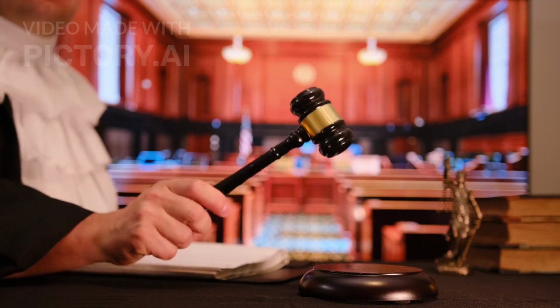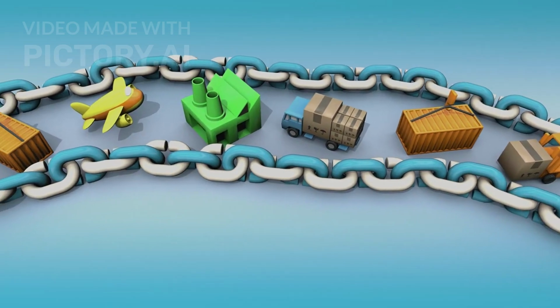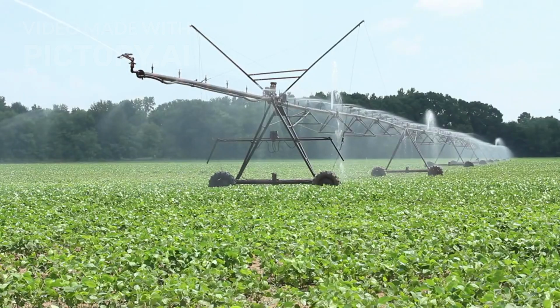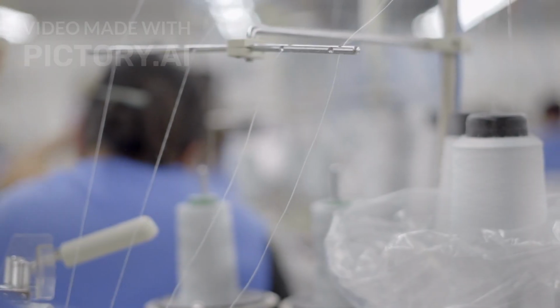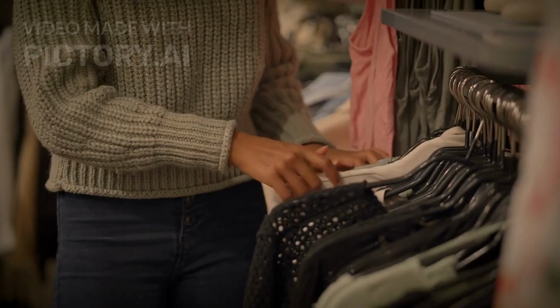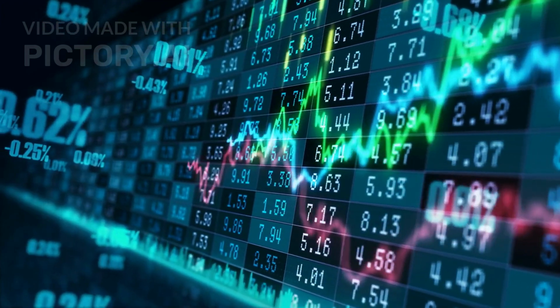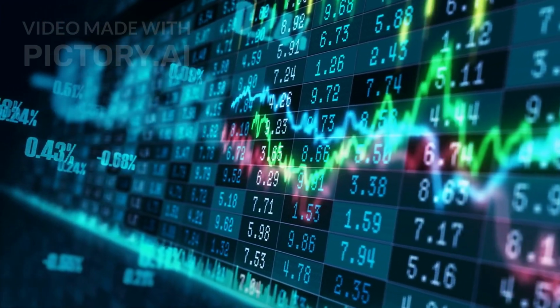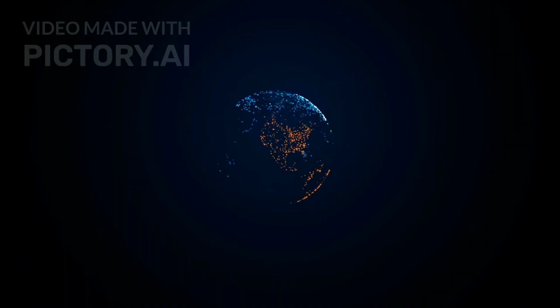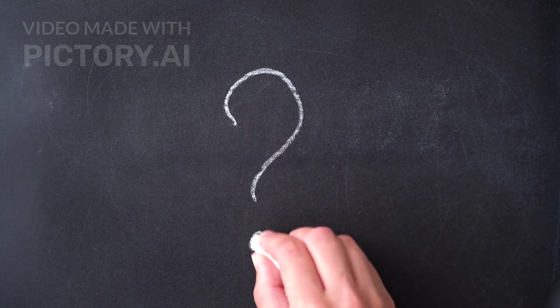So, there you have it. The economic food chain, from the farmer who grows the cotton, to the factory that weaves the shirt, to the store that sells it to you, to the analyst predicting next year's fashion trends, and finally, to the policymaker deciding on trade tariffs. It all connects. Which sector do you work in?